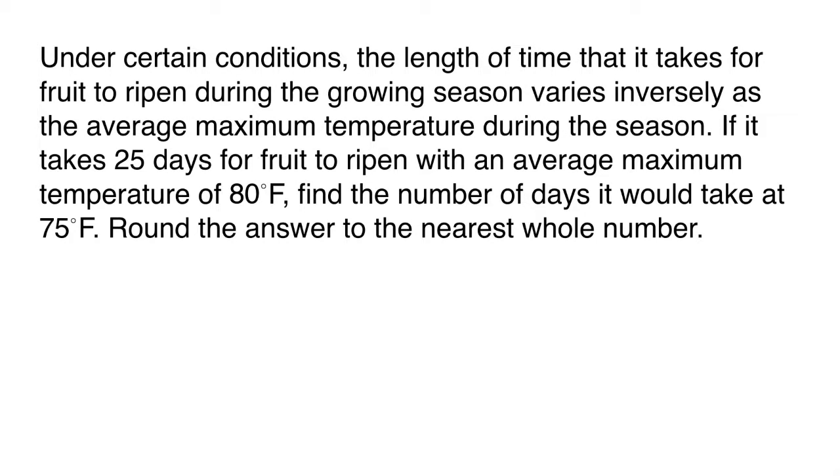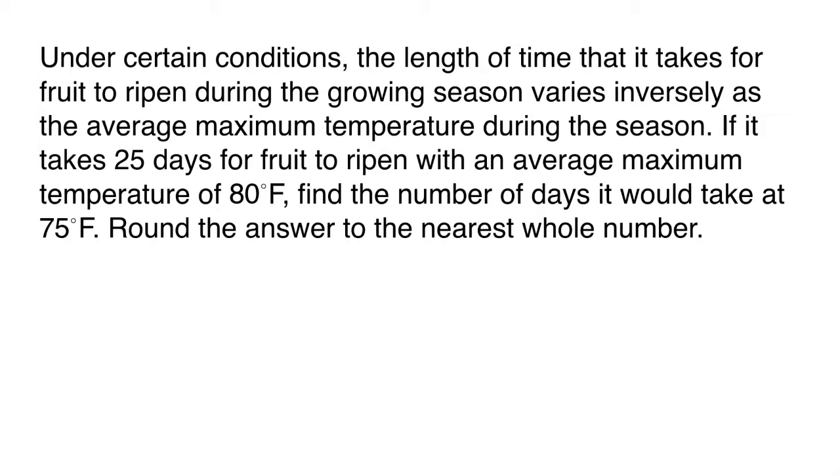Under certain conditions, the length of time that it takes for fruit to ripen during the growing season varies inversely as the average maximum temperature during the season. If it takes 25 days for fruit to ripen with an average maximum temperature of 80 degrees Fahrenheit, find the number of days it would take at 75 degrees Fahrenheit. Round the answer to the nearest whole number.